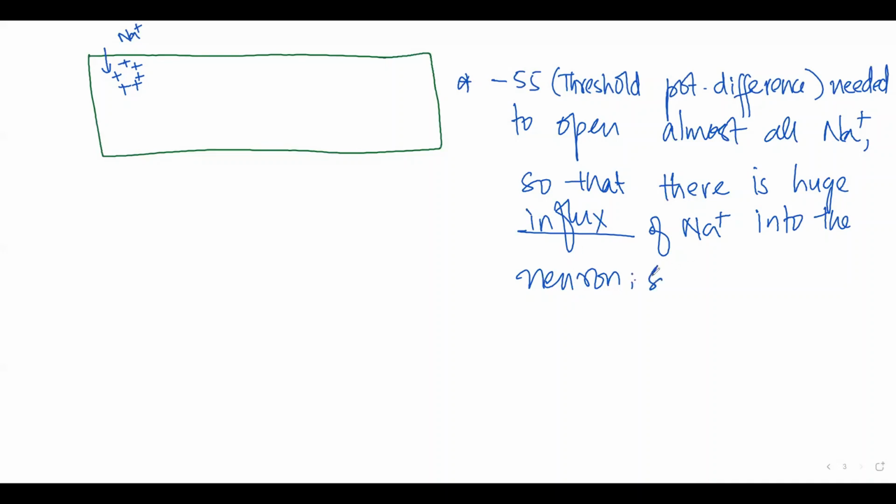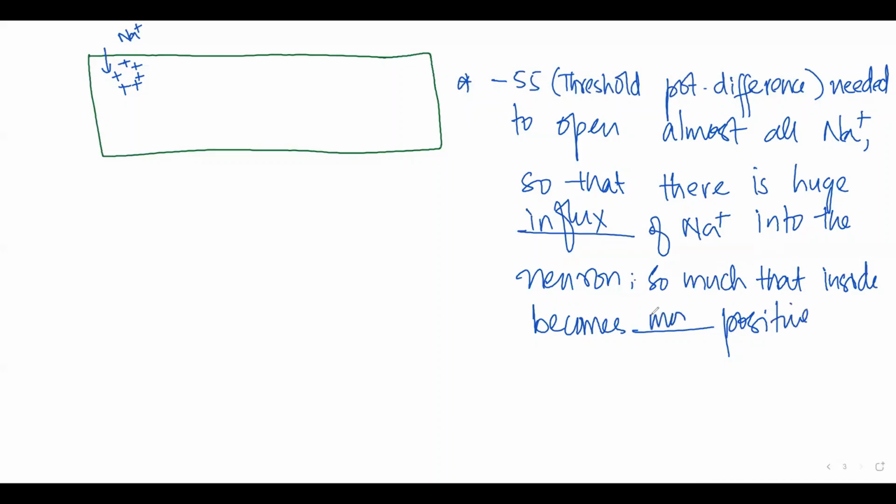So much sodium ions move into the neuron so much that inside becomes dash positive, more or less. So initially outside was more positive, है ना? तो अब पोटेंशियल डिफरेंस कितना हो जाएगा? +40. Potential difference of +40 is achieved. What is meant by +40?